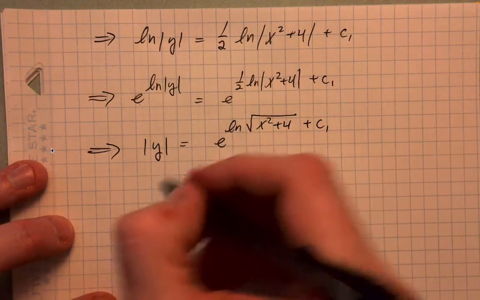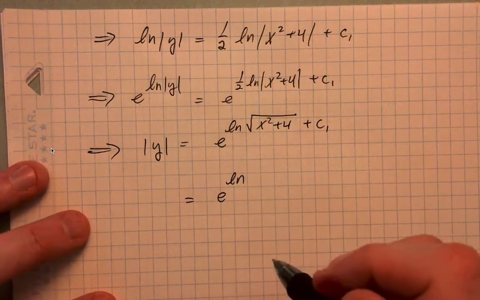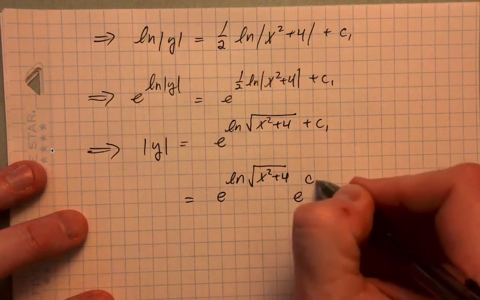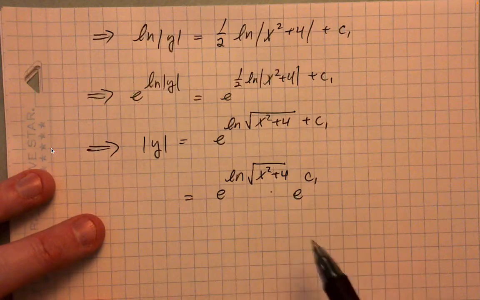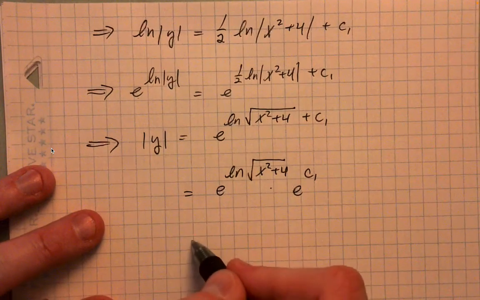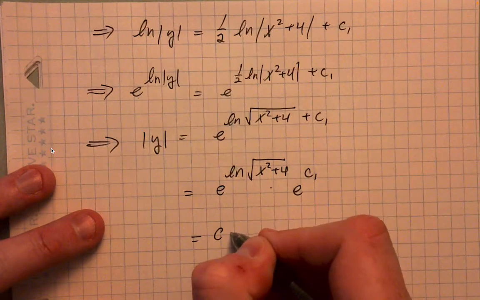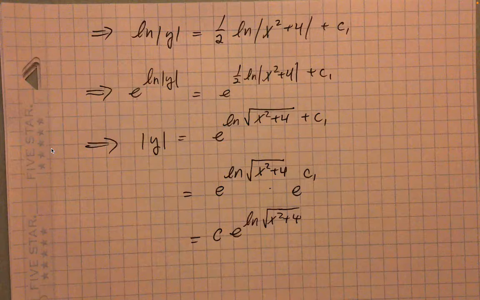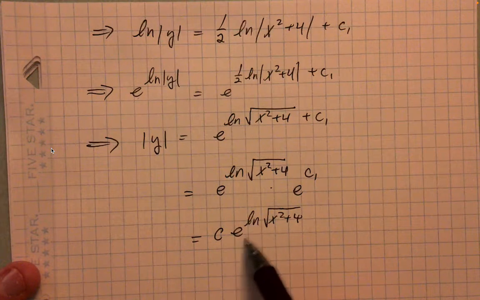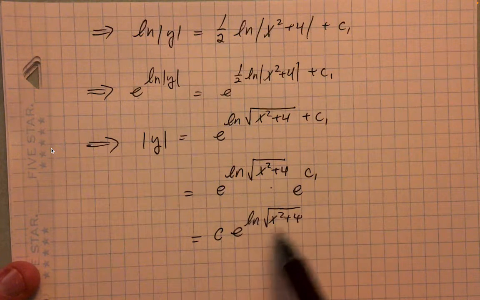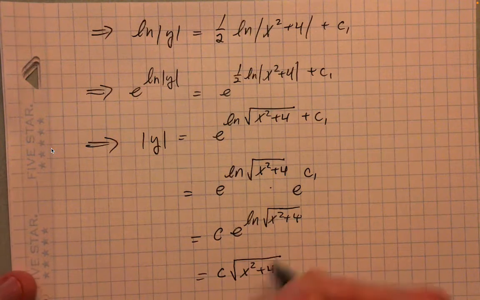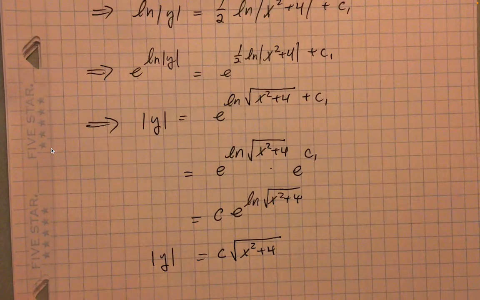And then plus c1. And then further we can do e to the ln of square root of x squared plus 4 times e to the c1. Right, so there's multiplication there. And then we can call this c. We talked about that in the previous lecture as well. So this would be c times e to the ln of the square root of x squared plus 4. Maybe I should have done that straight away, but e raised to the natural log of something is the something, right? And so this would just be c times the square root of x squared plus 4. So that's the absolute value of y equal to that. So this would be the general solution that we're after.